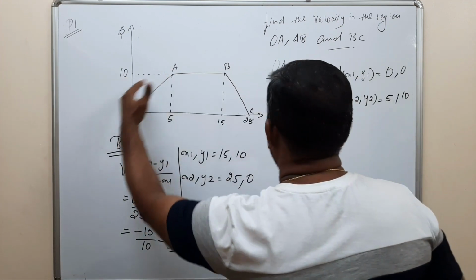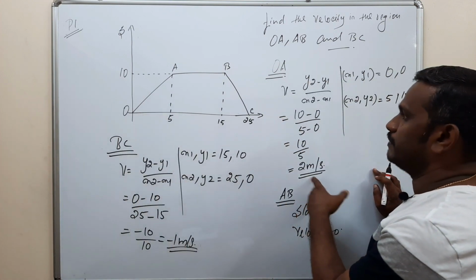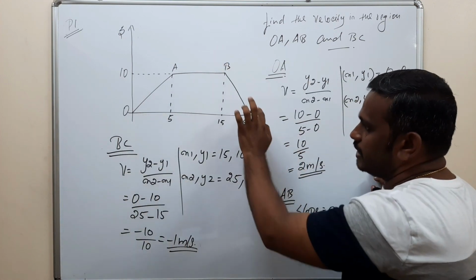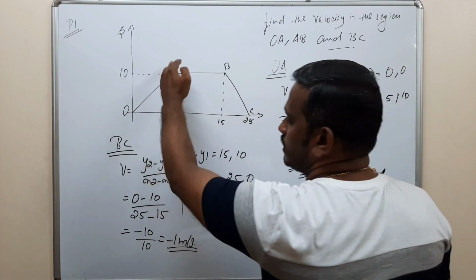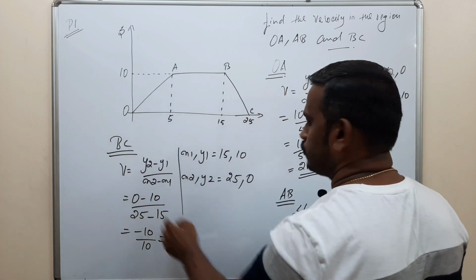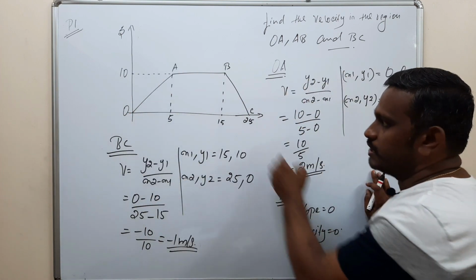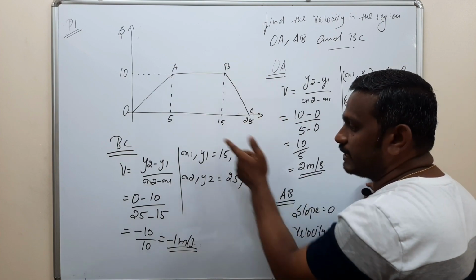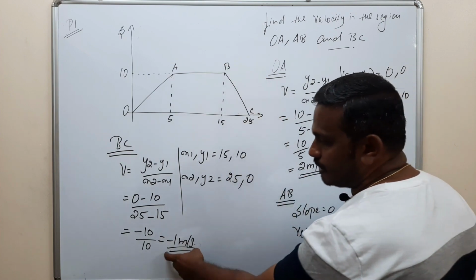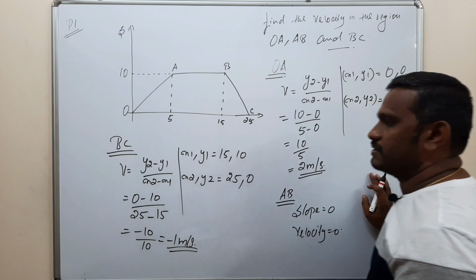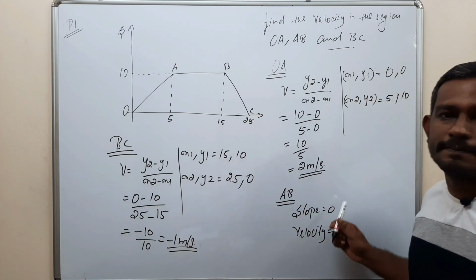So in this line we get a positive slope, 2 meter per second. So when the line comes down, theta is greater than 90 degrees. In this line theta is less than 90 degrees, so we get a positive slope. In this line theta is greater than 90 degrees, so we get a minus slope, that is minus velocity. Okay, minus velocity. Clear?